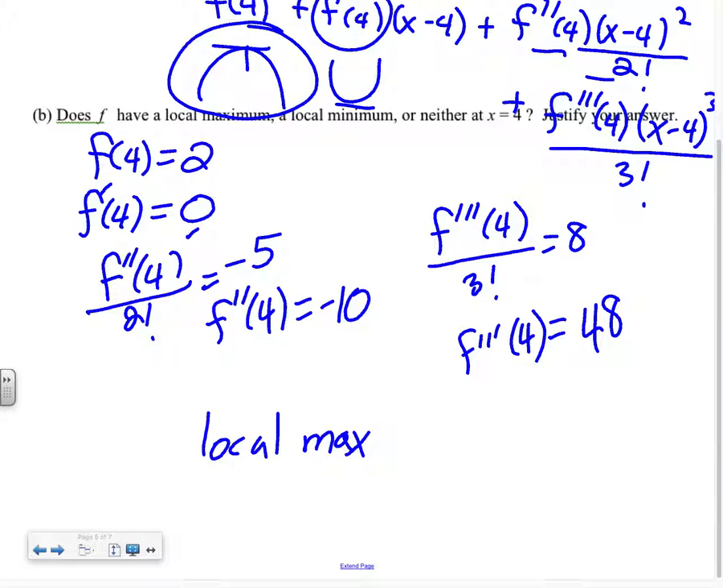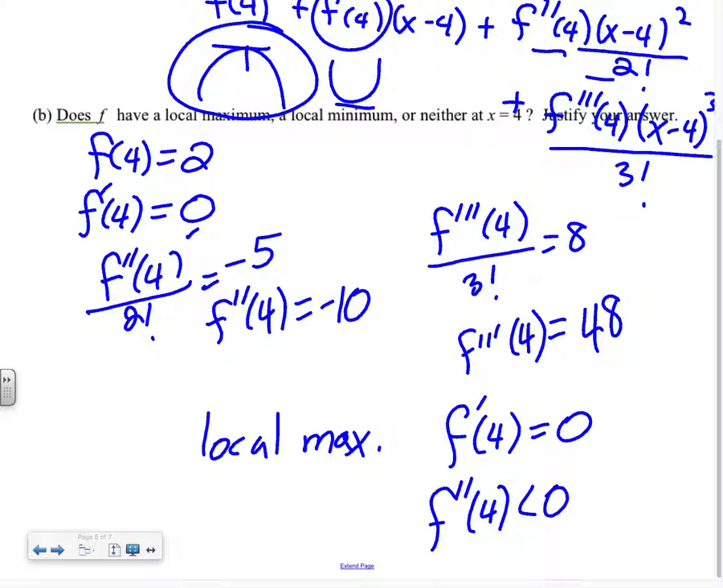Well, yeah, we've got to have two things. First of all, the first derivative has to be 0, right? And the second derivative is less than 0, equals a negative value. So it's concave down. So by the second derivative test, it's a maximum.